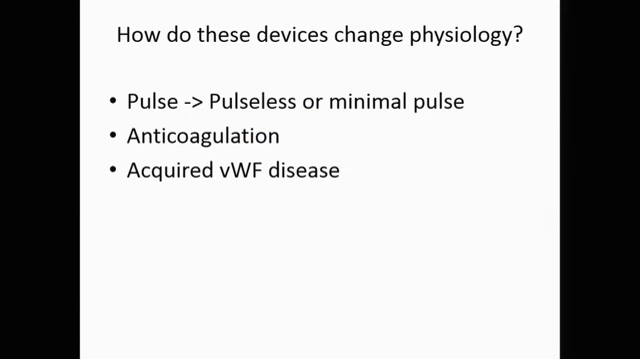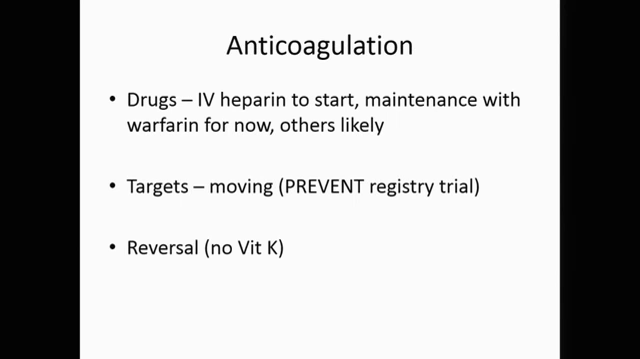We'll talk a little bit about how these devices change a patient's physiology. We're going to talk about how a diminished pulse or no pulse changes your physiology. We'll talk about anticoagulation and acquired von Willebrand's disease. The first thing to know is it's 2016 and we still basically start with heparin and transition to warfarin. Other alternative strategies for anticoagulating these people are being evaluated. The actual targets for anticoagulation are a work in progress. They're changing. There's the PREVENT registry trial that's interrogating early versus late anticoagulation. Reversal right now in the modern era is still FFP.